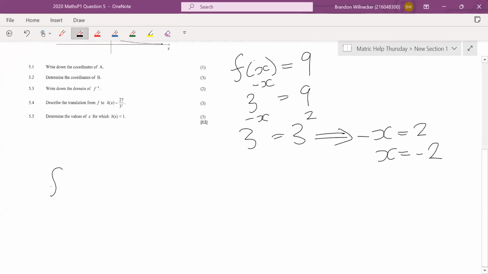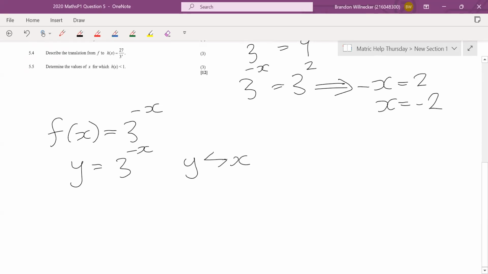Okay, so we know f of x is equal to 3 to the minus x. We want to find f inverse so we can look at what the domain will be. So in this case, we need to swap x and y. So y is equal to 3 to the minus x. We are going to swap x and y and then solve for y. So x is equal to 3 to the minus y.